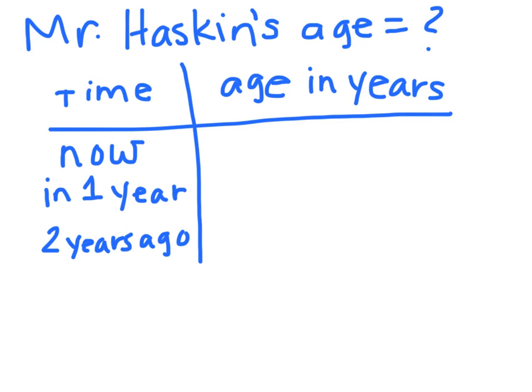And here's our chart. Since we do not know Mr. Haskin's age, we're going to use a letter called a variable to represent our unknown number. So I'm going to use the letter X as the variable to represent Mr. Haskin's current age. Now let's write an expression that shows Mr. Haskin's age 1 year from now. If X stands for Mr. Haskin's age now, his age in 1 year would be X plus 1.